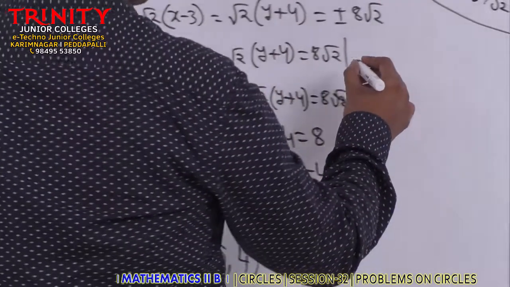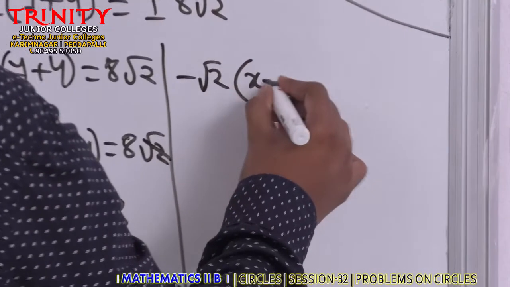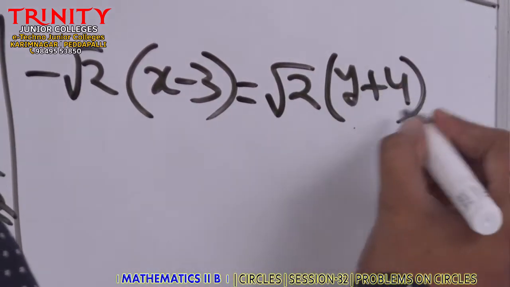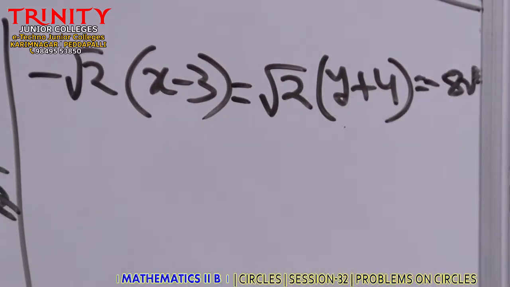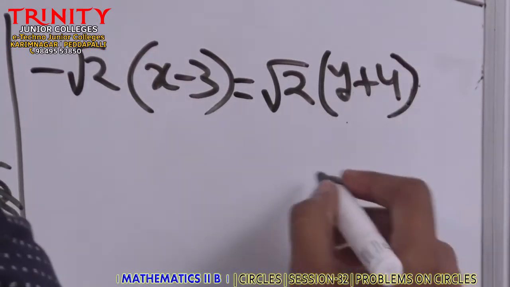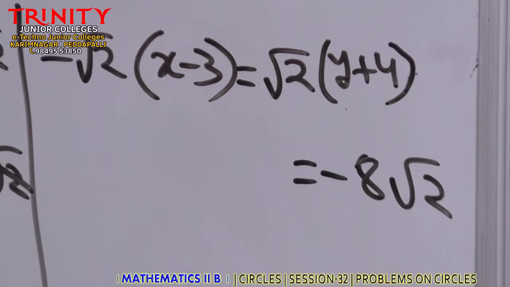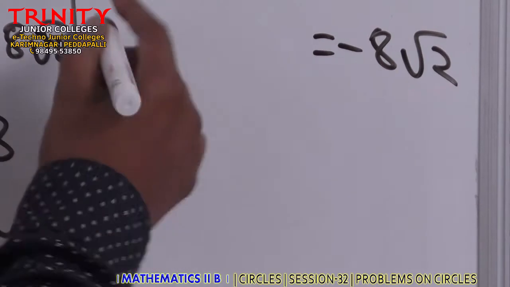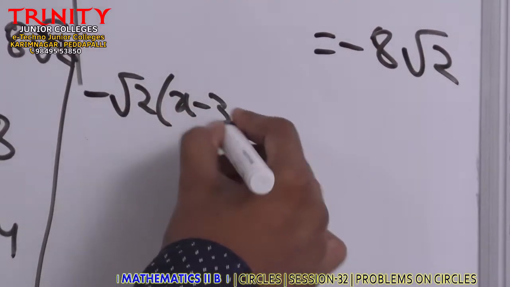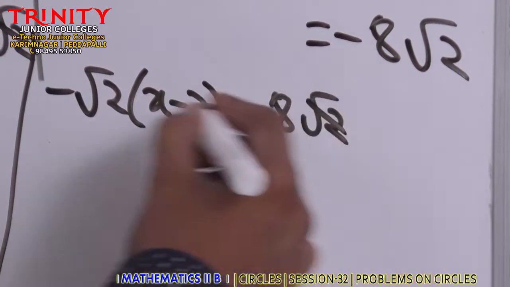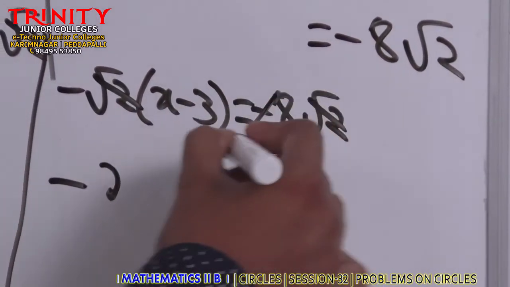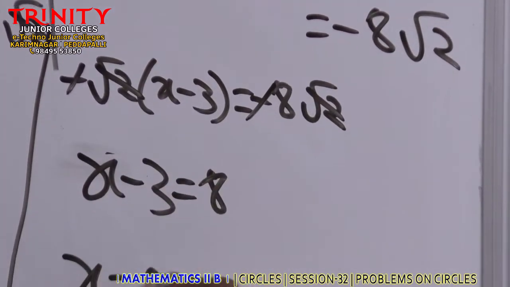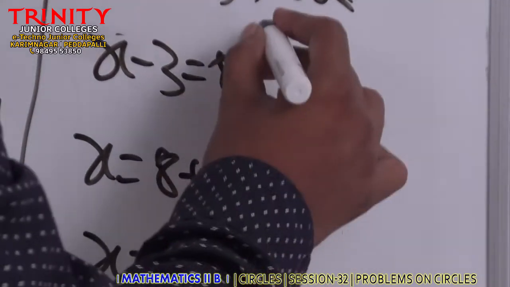Next, the remaining part: minus root 2 into (x - 3) equals root 2 into (y + 4) equals minus 8 root 2. That's why minus root 2 (x - 3) equals minus 8 root 2. Root 2 cancels, minus cancels. x - 3 equals 8, x equals 8 plus 3. Therefore x equals 11.